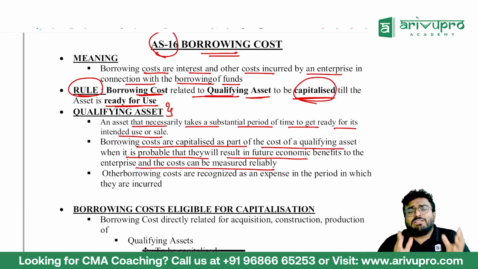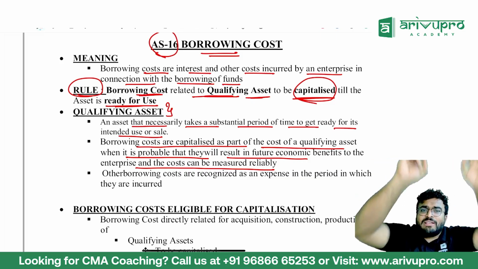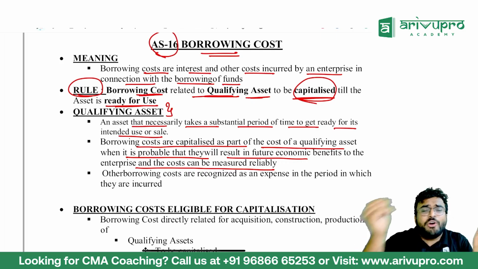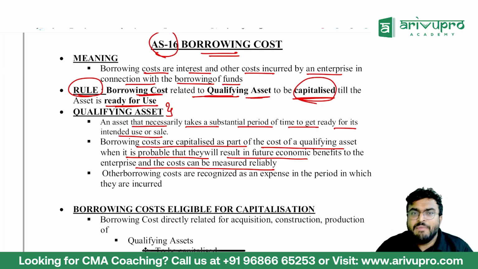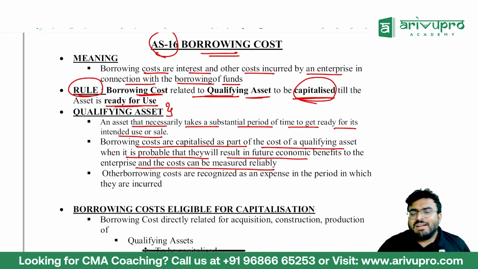You took one loan and you're constructing one building. Building will take some time for it to be ready for its intended use. This is called a qualifying asset. Now you took one loan and you bought one AC. AC is already ready. It's not going to take more time. This is not a qualifying asset. You took one loan and you're going to manufacture an AC. That is going to be considered a qualifying asset.